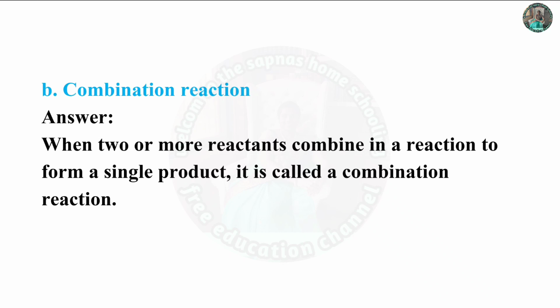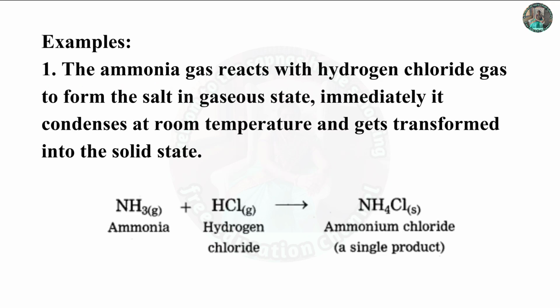Combination reaction. Answer. When two or more reactants combine in a reaction to form a single product, it is called a combination reaction. Example. First, ammonia gas reacts with hydrogen chloride gas to form a salt in the gaseous state. Immediately, it condenses at room temperature and gets transformed into the solid state. So NH3 gas, ammonia, plus HCl, hydrogen chloride, is equal to NH4Cl, ammonium chloride, a single product.